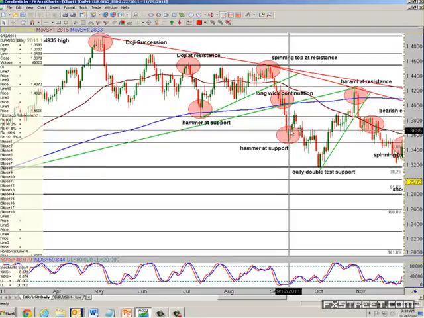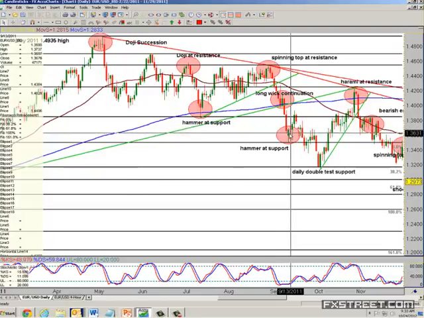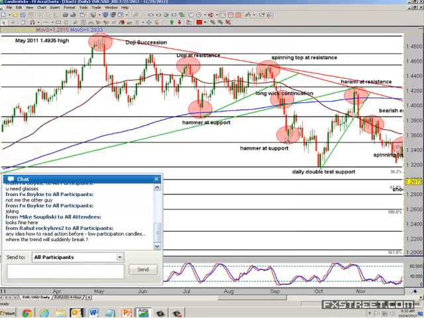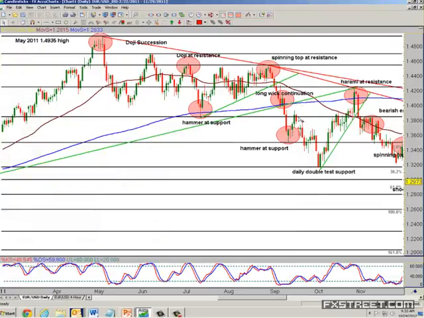Okay, over here, hammer at support. This is not the best hammer in the world because you have a rather large body here, but still, we got a nice long wick here, right at support at what level? 135. 135 is a key level on Eurodollar. So we'll pop to the upside. Not a great move. This was just a pullback move within this downtrend. It was a pullback move, but it was a signal of a turn nonetheless.